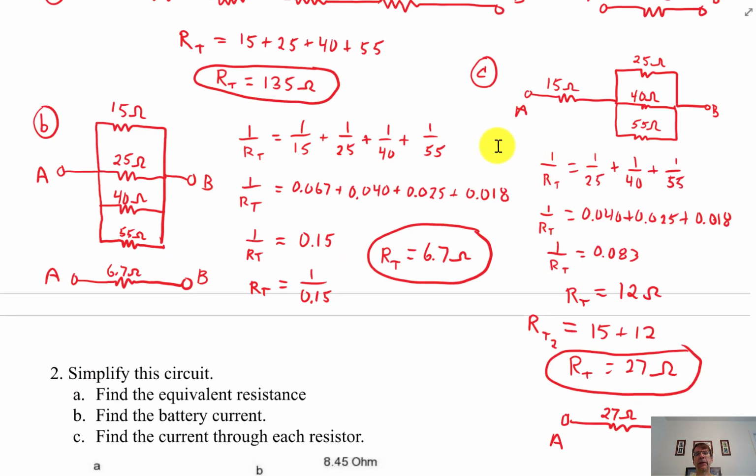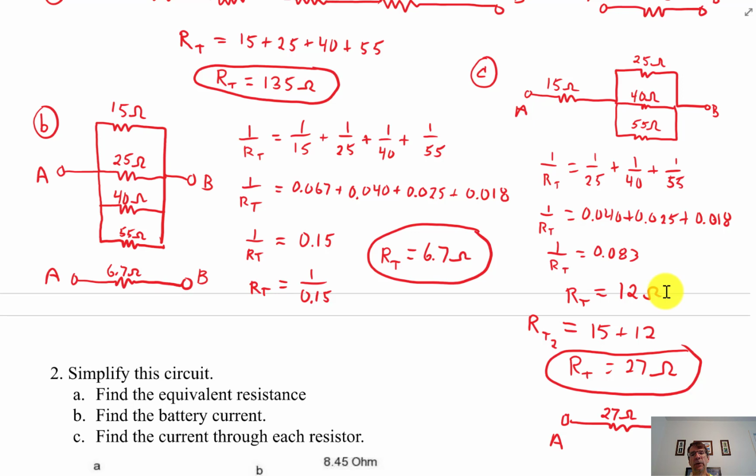Okay, so here's the diagram for C. You have the 15 ohm resistor in series with the other 3 in parallel. So we start with the 3 that are in parallel, the 25, the 40, and the 50. Combining in parallel, 1 over 25 plus 1 over 40 plus 1 over 55. Put those in decimal form, add the decimals together, you get 1 over R total for that part of the circuit is 0.083.